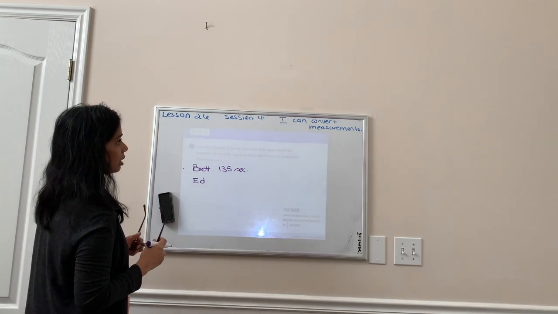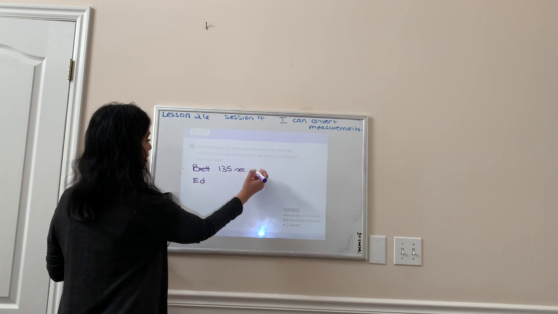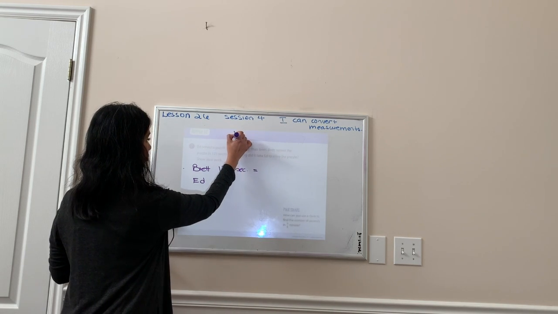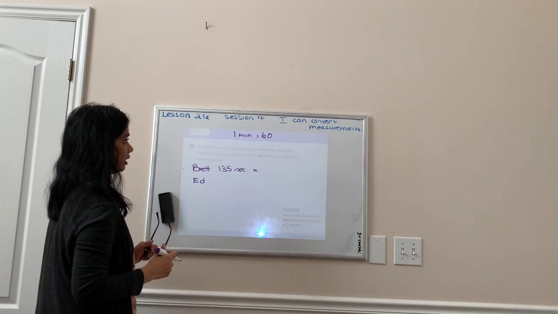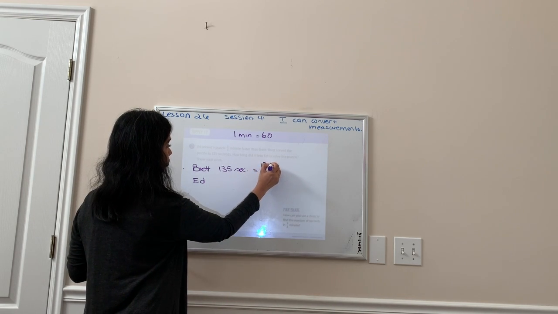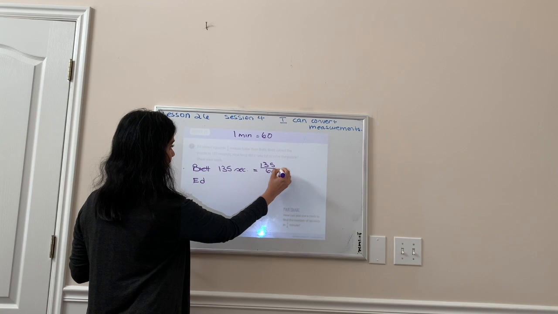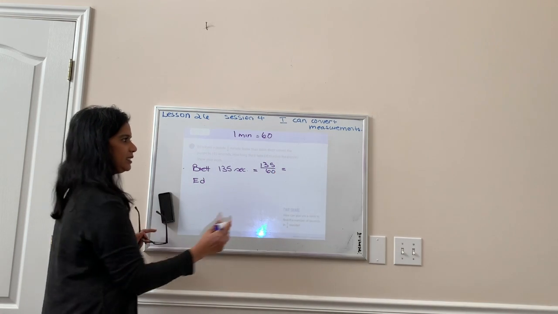So let's see. We need to change this to minutes. So we know that 1 minute is 60 seconds, right? So for us to go from seconds to minutes, which is small to big, we divide. So we're going to divide 135 by 60. And 135 divided by 60 is what?